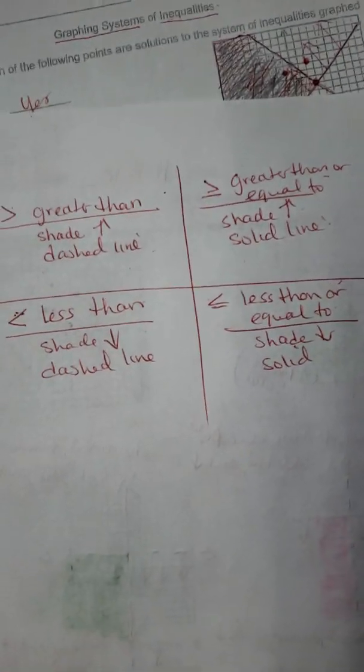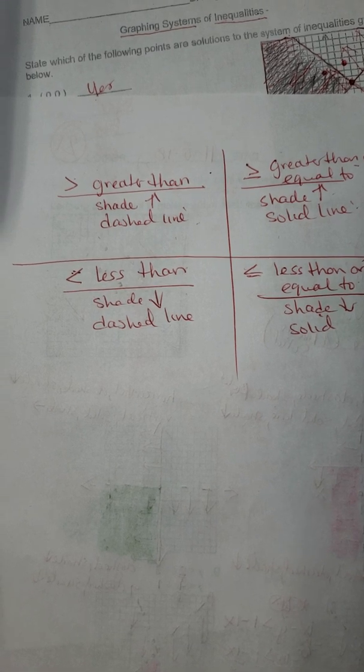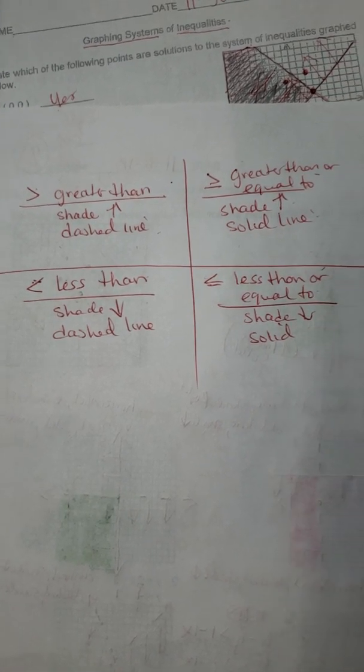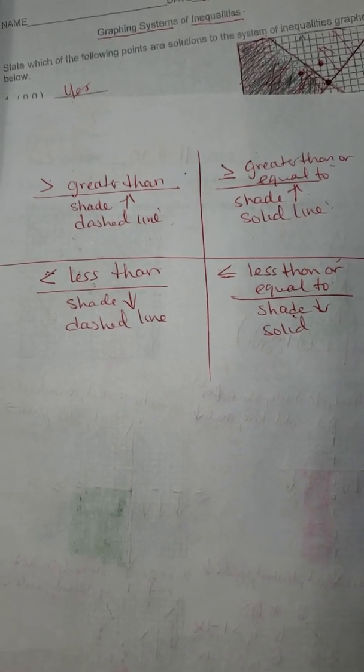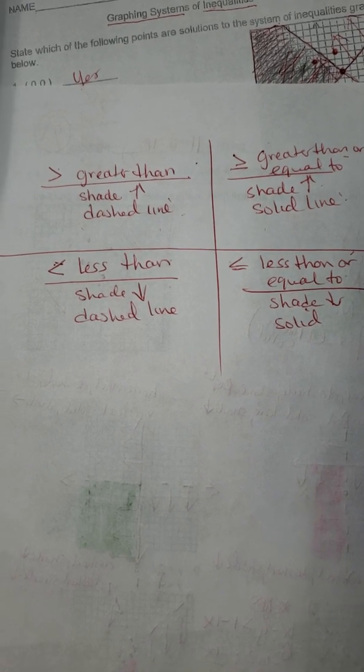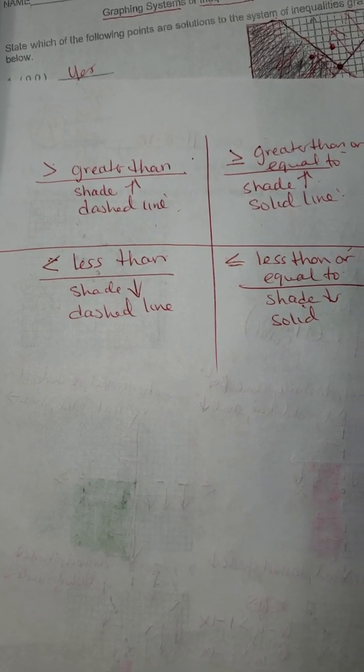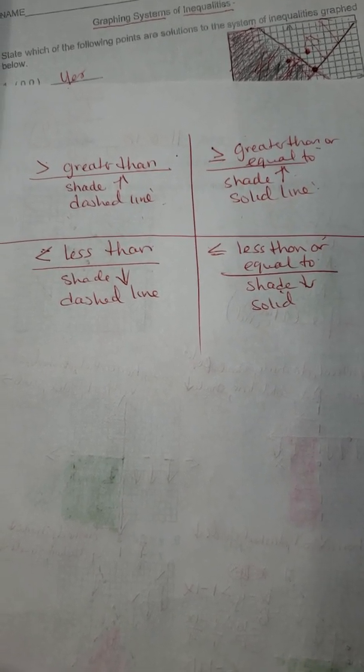In order for us to do this, I gave everybody these notes right here. So if you want to pause the video and take them: greater than, that means you'll shade above, and it'll be a dashed line. Greater than or equal to, you still shade above, but it's a solid line. Less than, shade below, dashed line. Less than or equal to, still shade below, but then make it a solid line. So if you want to pause it, copy it, there it is.